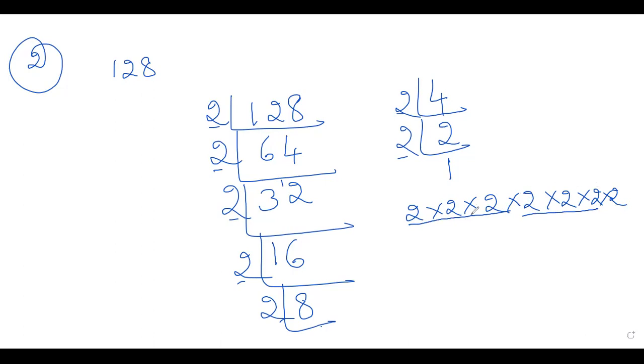We have 7 twos are there, right? No, children. So what is the given number? 128. 128 cannot be grouped into triplets of equal factors because 1 2 is left off here, isn't it?